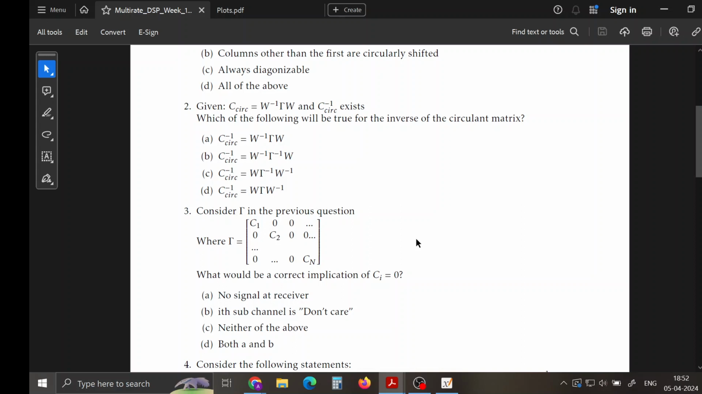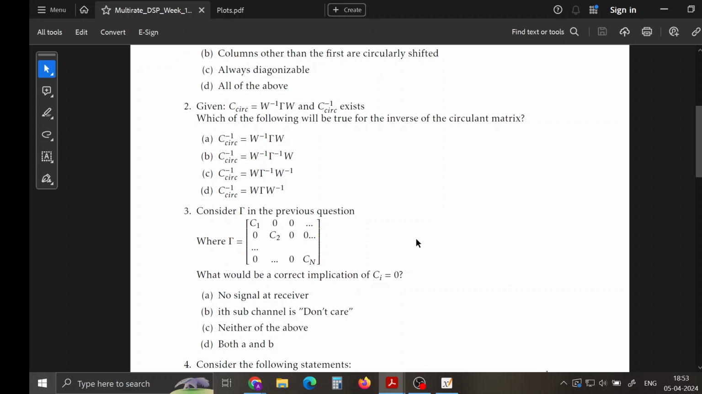And so under this condition, basically the ith subchannel behaves as don't care, right? We are not bothered about that channel anymore because we are not sending the information, right? There is no power allocation going on. Okay, so these two things are actually true.